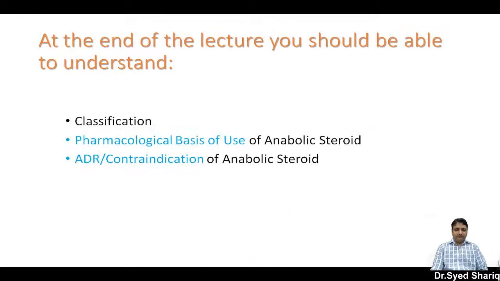So we'll divide this class into two different parts. First is the anabolic steroids part, in which we'll study the classification, the pharmacological basis of use of anabolic steroids, and most importantly, what are the major adverse drug reactions of these anabolic steroids and where we are going to use them, the medical uses of anabolic steroids. Now, this is the first part. The second part of the class will be on the drugs acting on uterus.